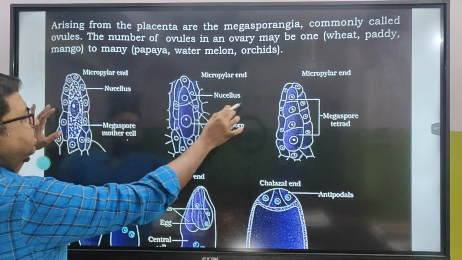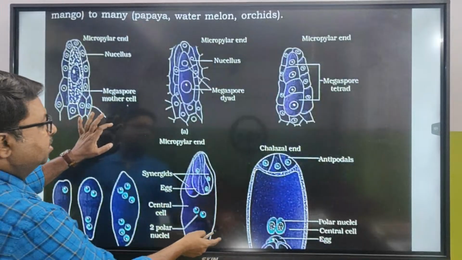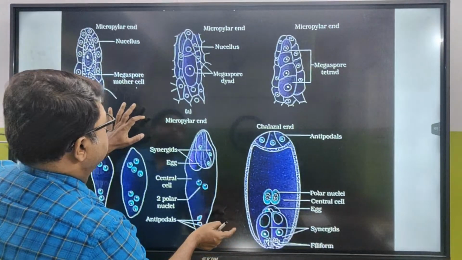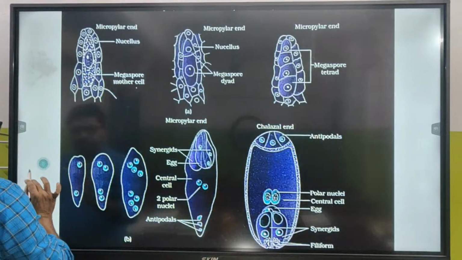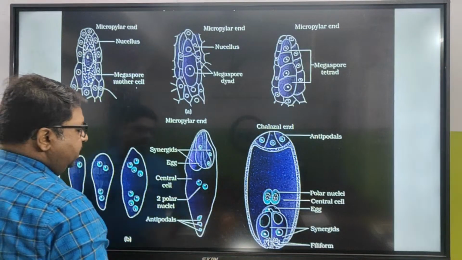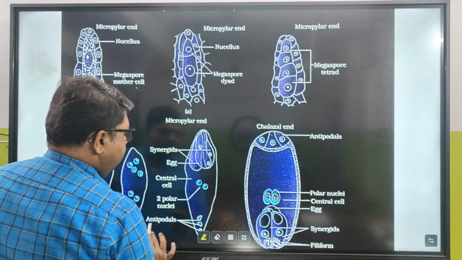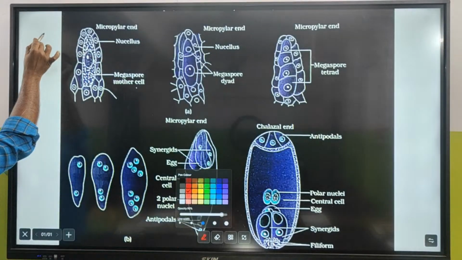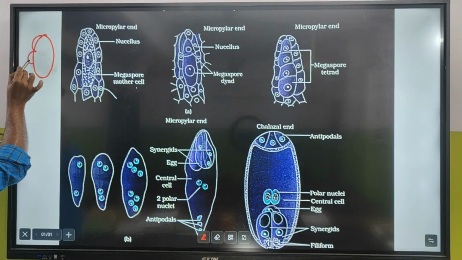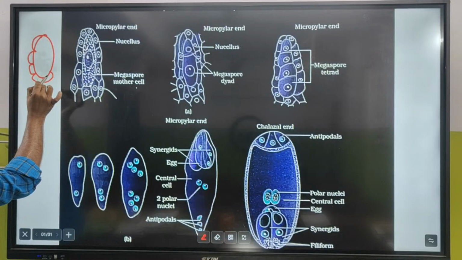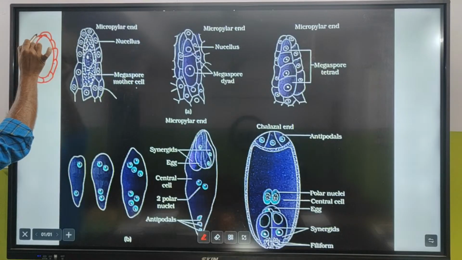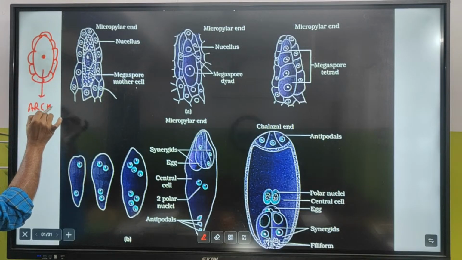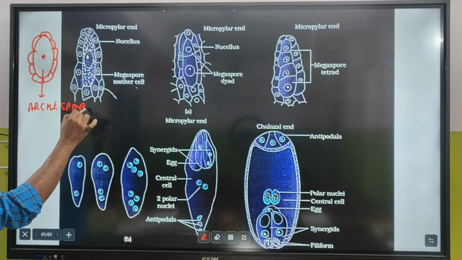Now, this structure you can see is nothing but the development of the female gametophyte. It's very, very important for board exams as well as for NEET. Before this cell, there is a structure which we call the archesporial cell. Archi means primitive, archesporial cell.